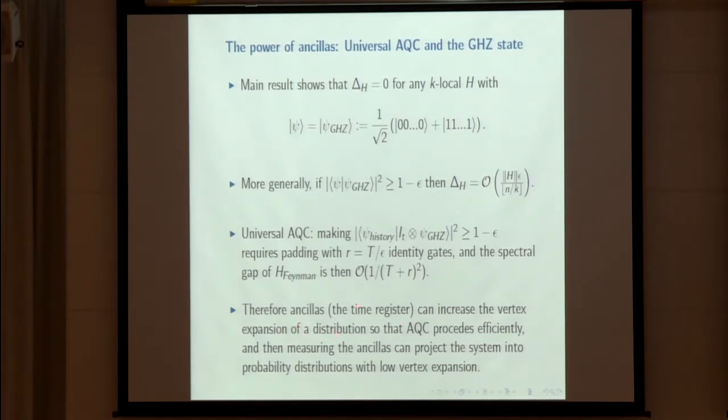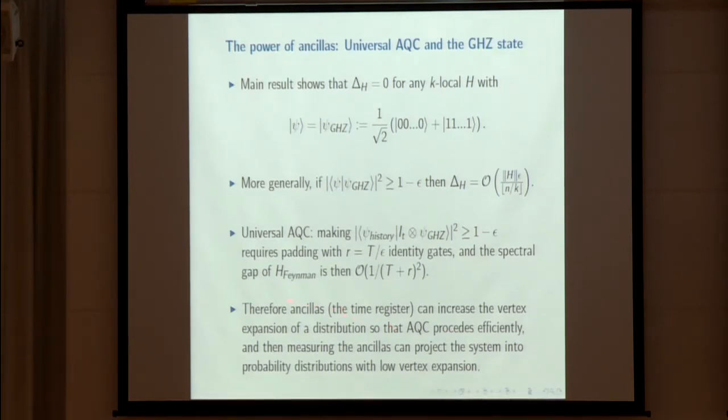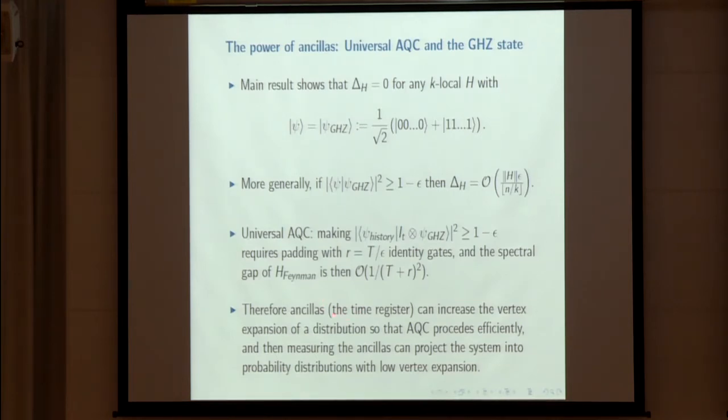So the non-stochasticity is the reason you can't simulate it, but the reason that it's useful is because you have this time register. That's the only reason that your gap doesn't become far too small, and that's what allows you to produce these distributions that have very low vertex expansion: the fact that you measure an ancilla and it projects you into that distribution.